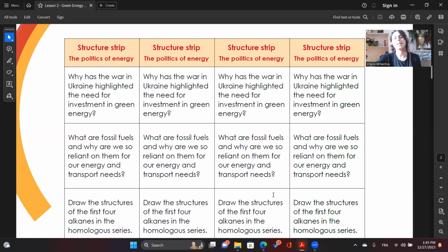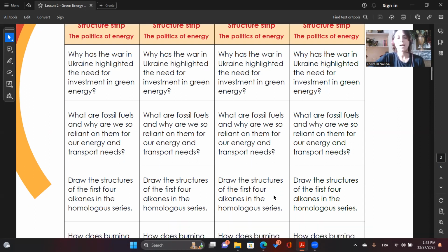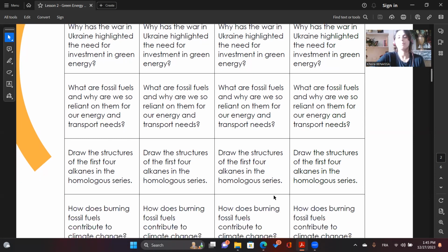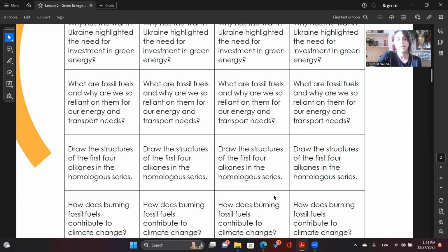Second question: what are fossil fuels, and why are we so reliant on them for our energy and transport needs?